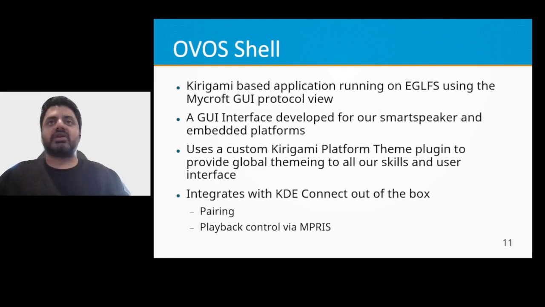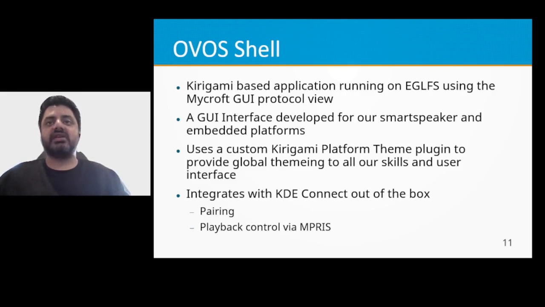The OpenVoiceOS shell is a Kirigami-based application running on top of EGLFS for embedded devices. It is a graphical front-end viewer that incorporates the Mycroft GUI protocol skill view inside the application, along with a few features such as drop-down menus for volume control, brightness control, and additional system settings.